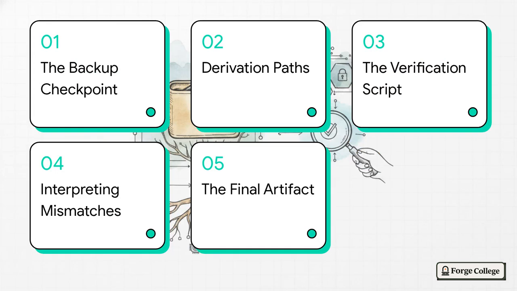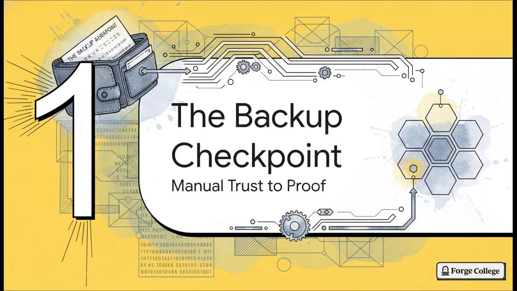Okay, let's dive into this blueprint. Here's what we're covering. 1. The backup checkpoint. 2. Demystifying derivation paths. 3. The verification script. 4. Interpreting mismatches. And finally, 5. The final artifact.